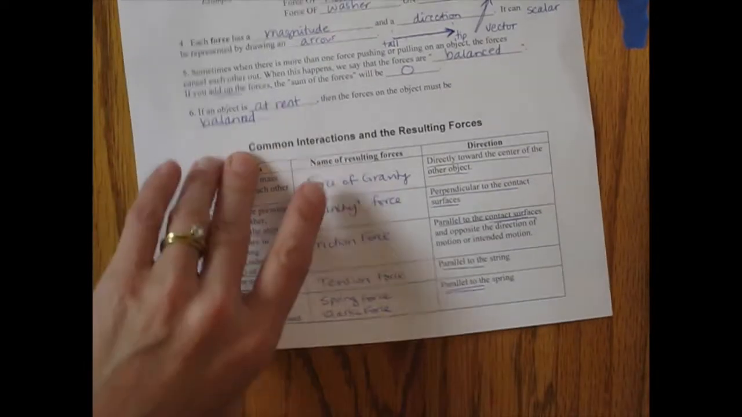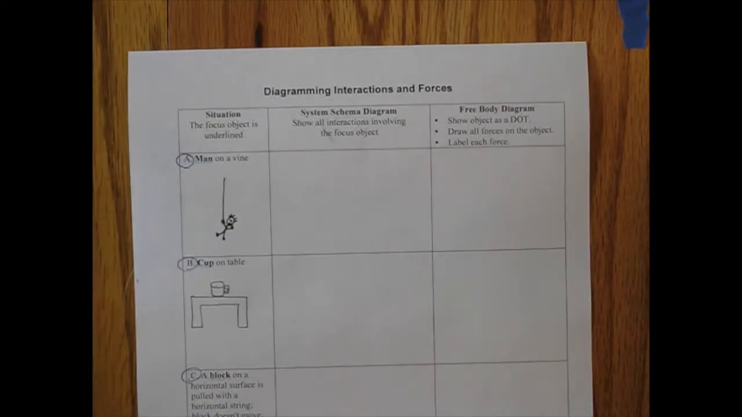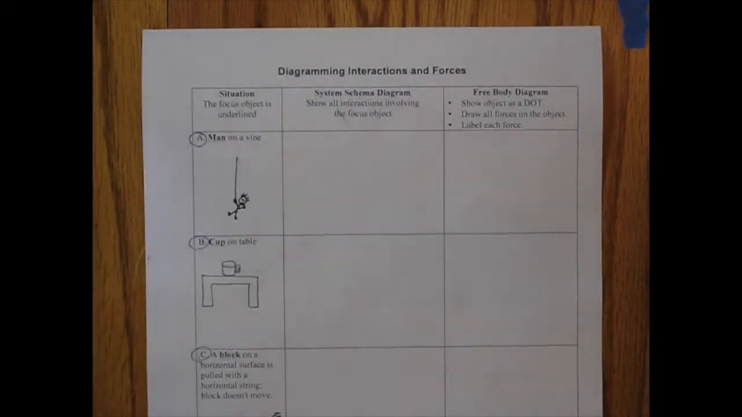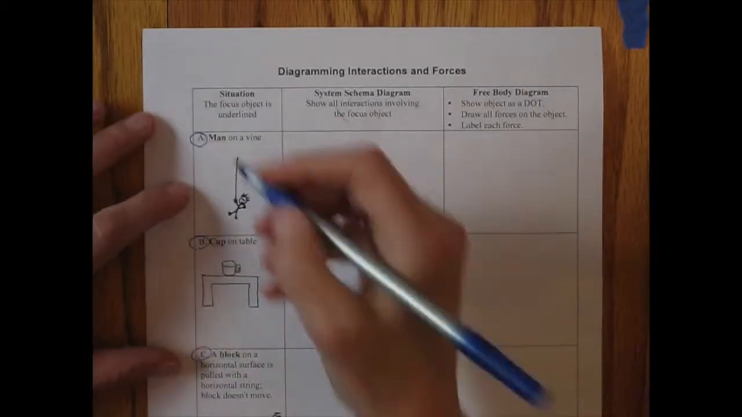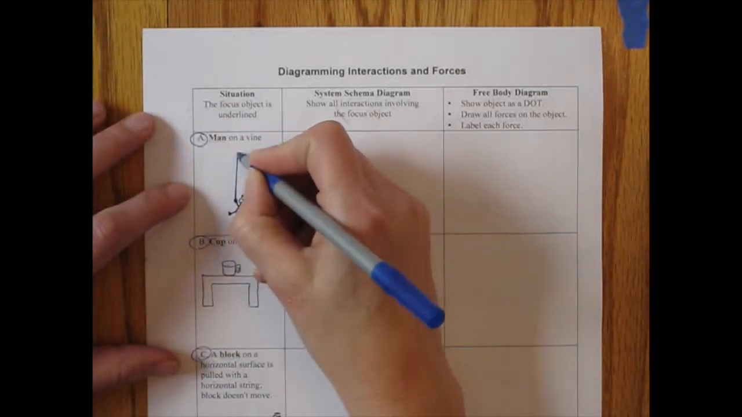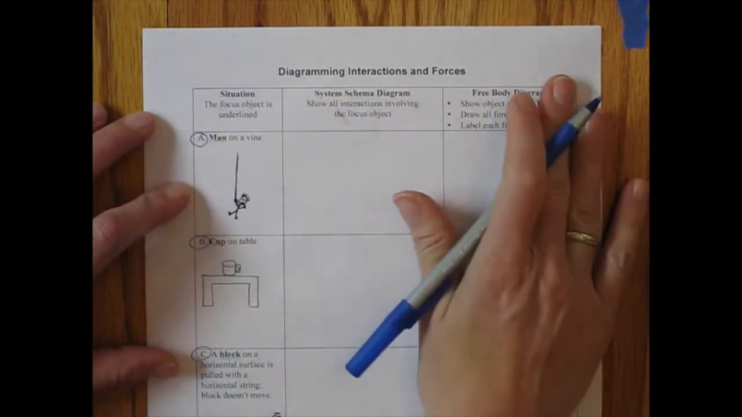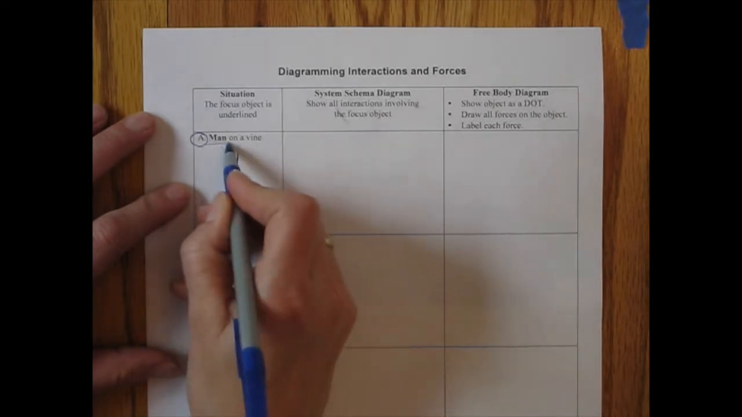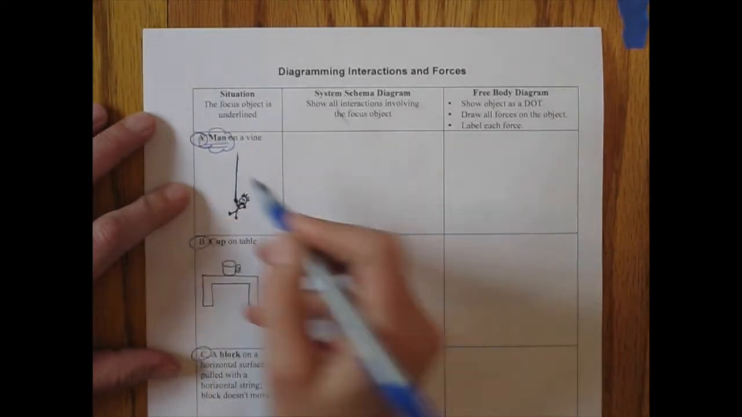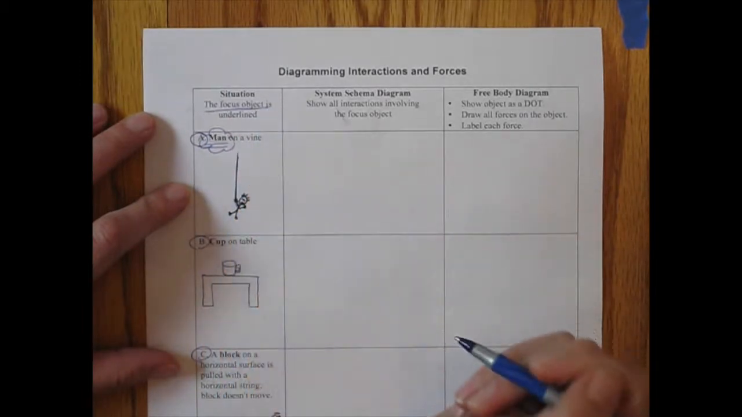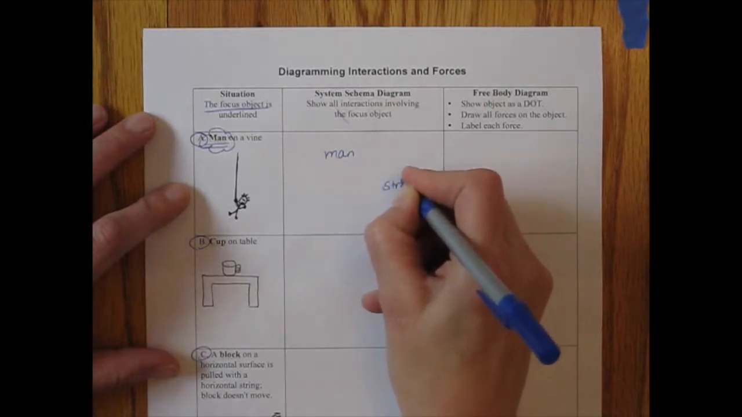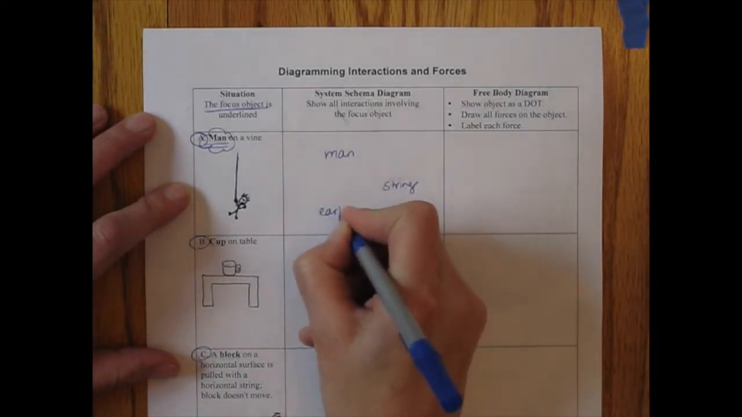So let's do some examples now, applying what we've learned about diagramming forces to some everyday, or maybe not everyday, situations. So first we have a man on a vine. In class we had an action figure hanging from a string. So here's a string, here's the person. System schema diagram: what objects do you think are important in analyzing the man? We have the man in bold type here, so he's the focus object. The focus object is underlined. So we have important objects being the man, the string, and now we need to start considering the earth.